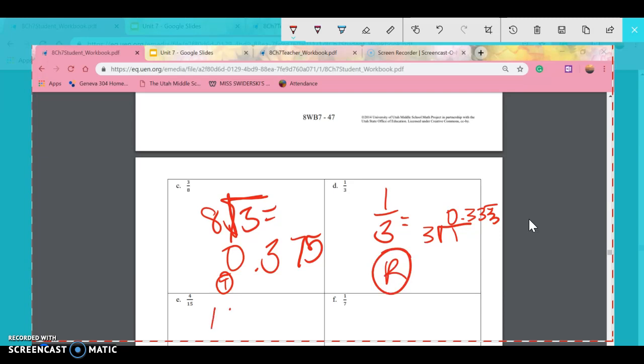What about 4/15? Well, 15 goes on the outside, 4 is on the inside. 15 does not go into 4, so 0 and a decimal. 15 will go into 40 two times. When I do 4 divided by 15 in a calculator, I get 0.2666667, which is terminating. Now, it kind of looks like it's repeating, right? But it's actually terminating because it does end in a 7.